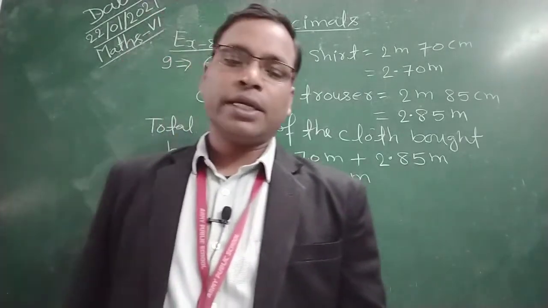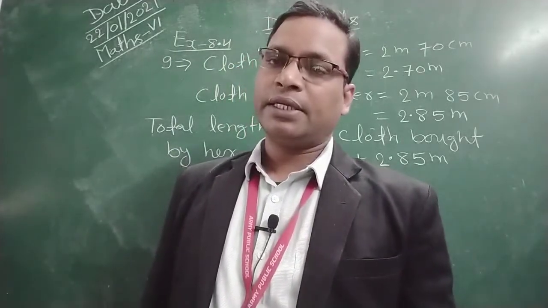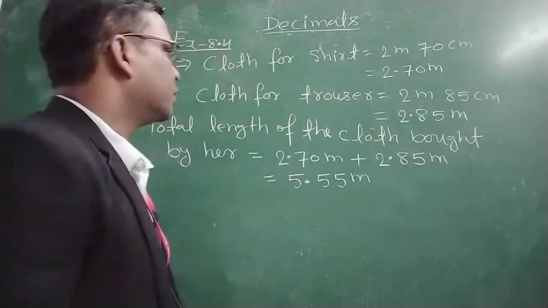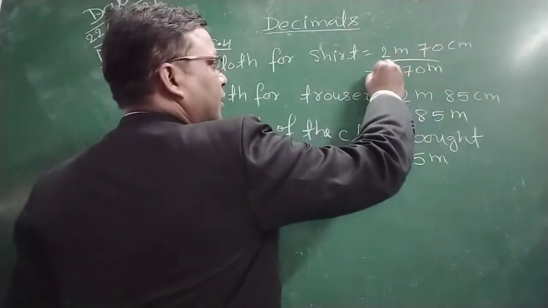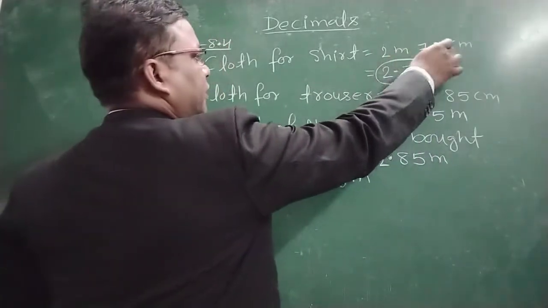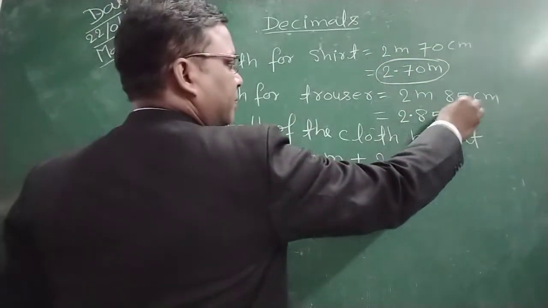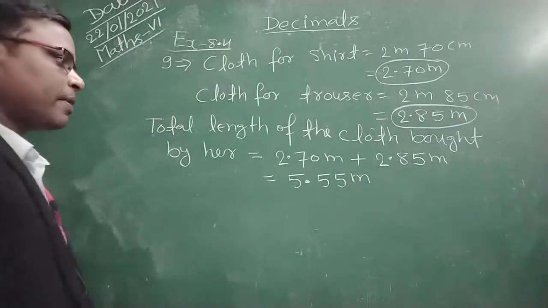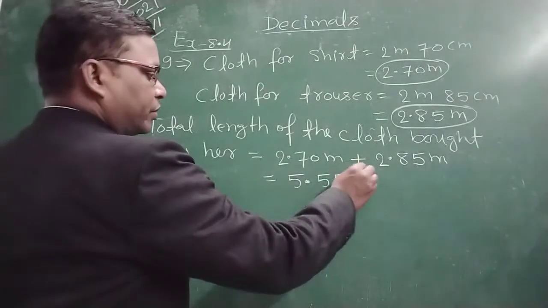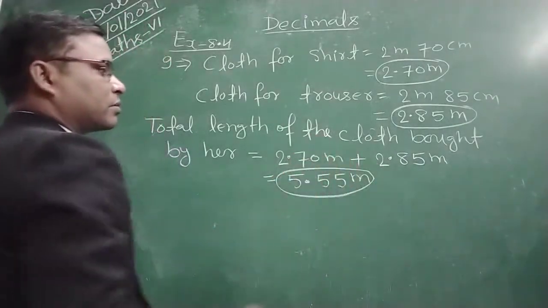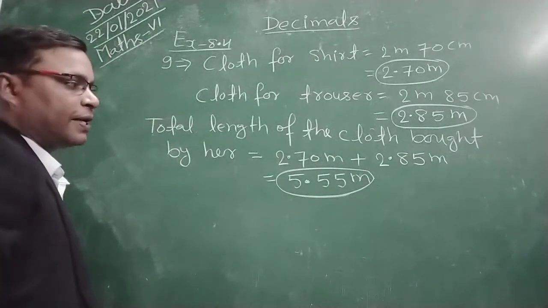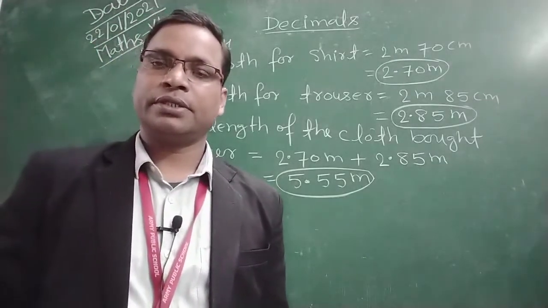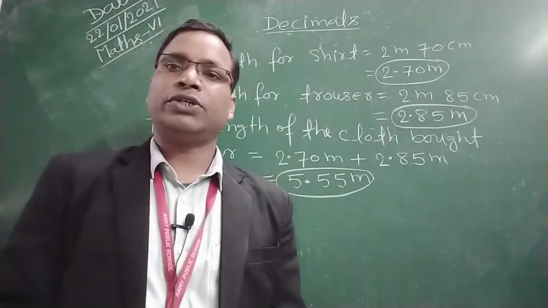Find the total length of the cloth bought by her. So here we add them. The cloth for the shirt is 2.70 meters, we convert it in meters, and this is the cloth for the trouser, 2.85 meters. If we add them, then we get the total length of cloth bought by Anita, which is 5.55 meters.